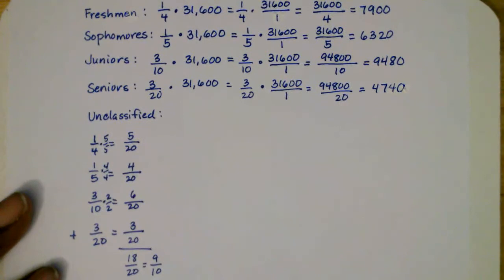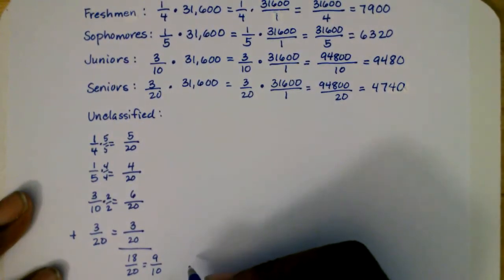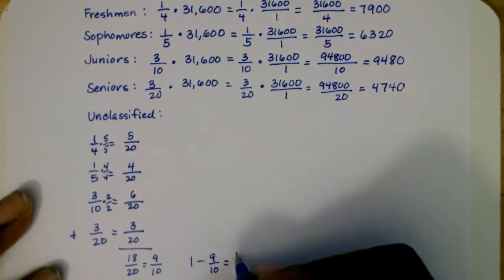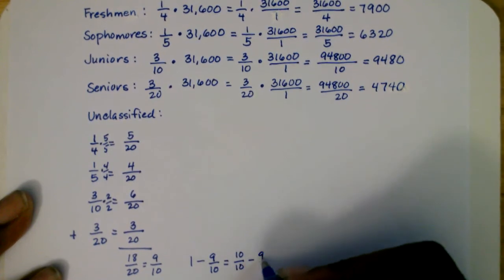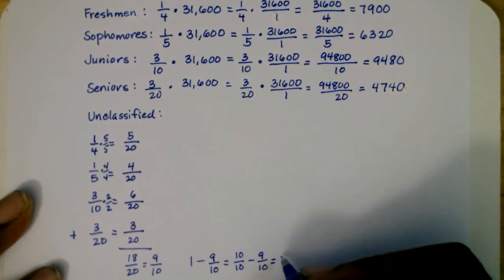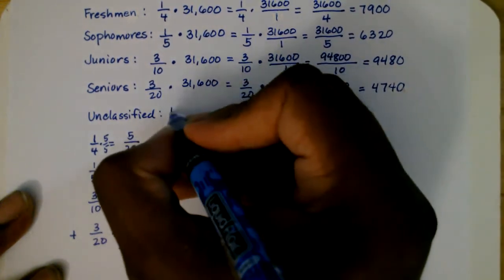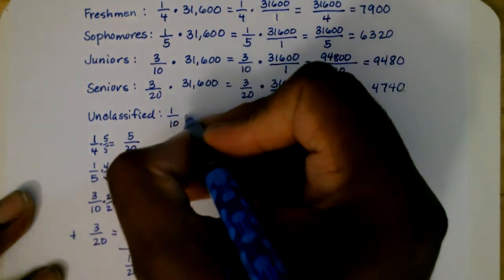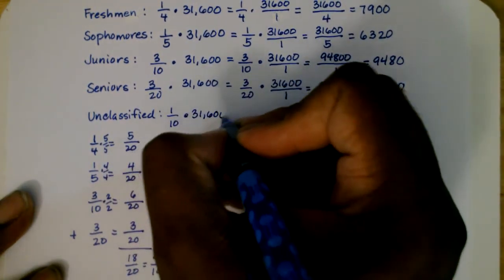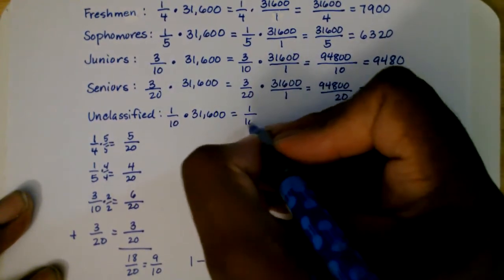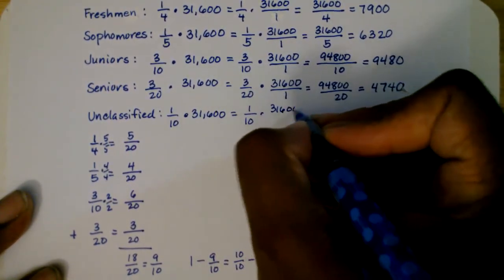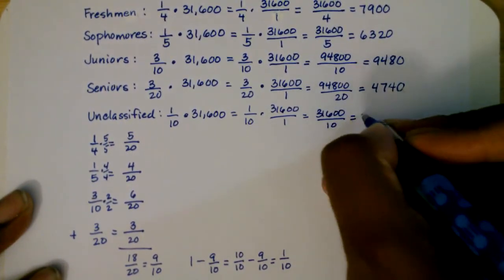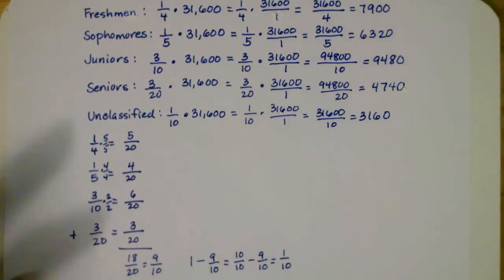Okay. And then finally, I will have, of course, for the unclassified, it would be 1 minus 9/10. And that 1 is like 10/10. Minus 9/10, you'll get 1/10. So that means that the remaining 1/10 are unclassified. And then multiply that by 31,600, which will be, of course, 1/10 times 31,600 over 1, or 31,600 over 10, which is 3,160.